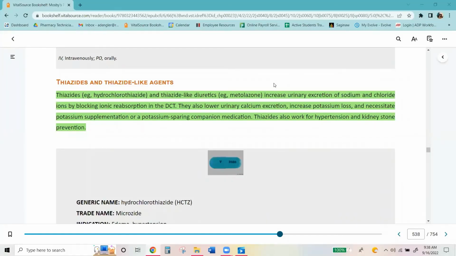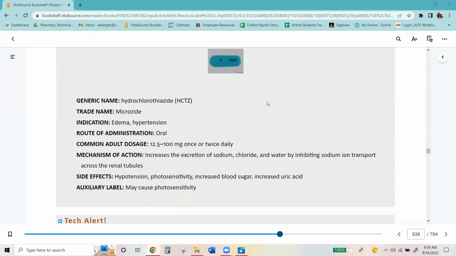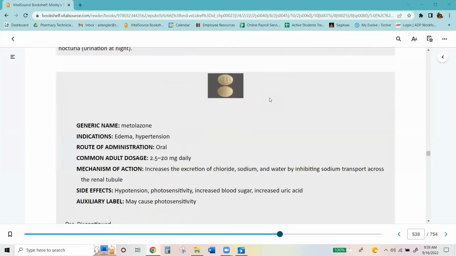Thiazides and thiazide-like diuretics increase urinary excretion of sodium and chloride ions by blocking ionic reabsorption in the DCT. They also lower urinary calcium excretion, increase potassium loss, and necessitate potassium supplementation or potassium sparing companion medication. Thiazides also work for hypertension and kidney stone prevention. So thiazide-like diuretic, metolazone.